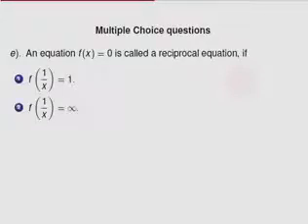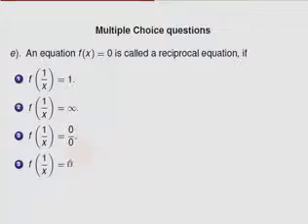Similarly, the next one: an equation f of x is equal to 0 is called a reciprocal equation if, can you guess? f of 1 by x is equal to 1. Next choice, f of 1 by x is equal to infinity. Next, f of 1 by x is equal to 0 by 0. Next, f of 1 by x is equal to 0.